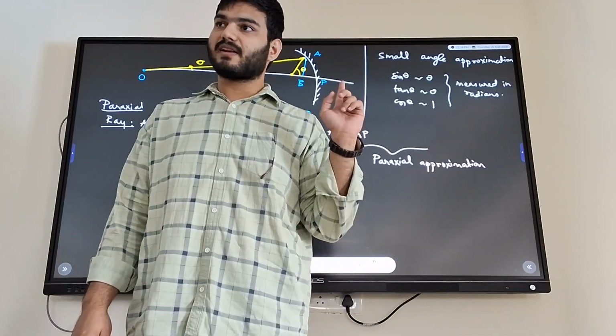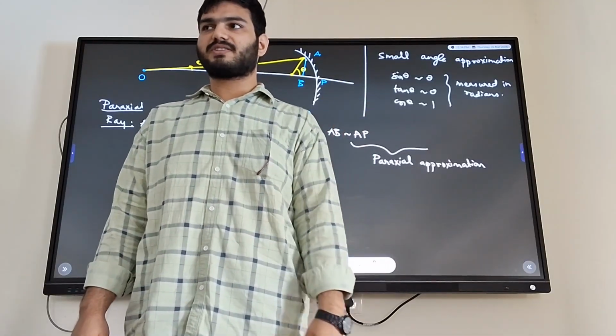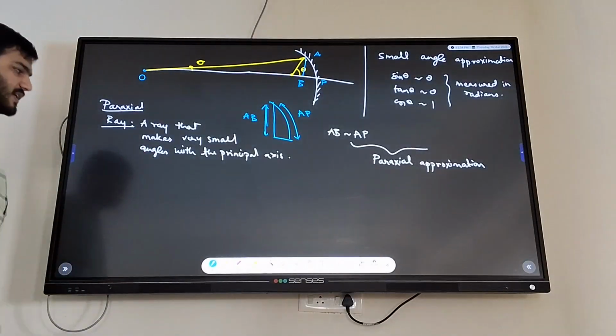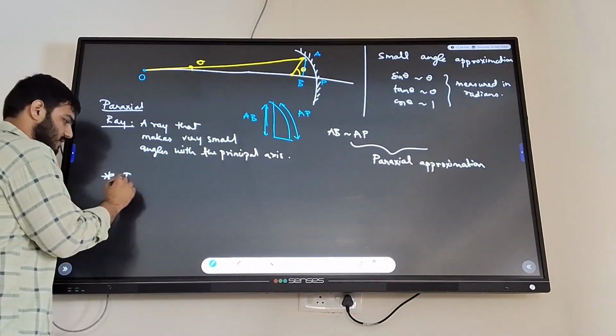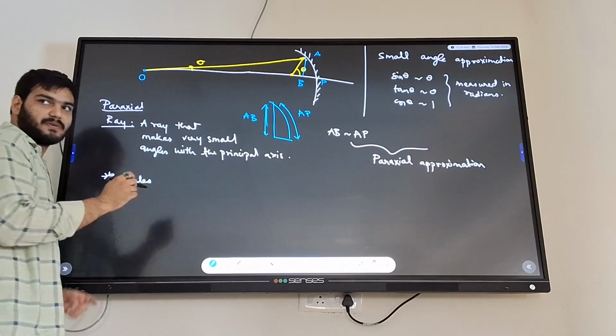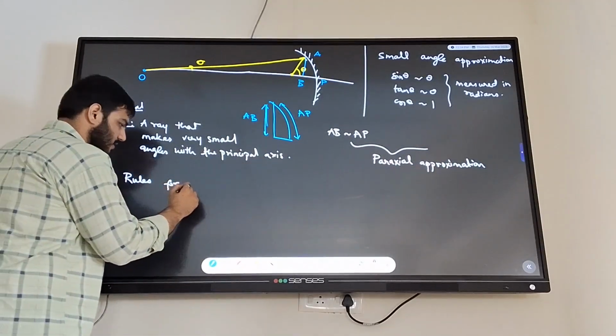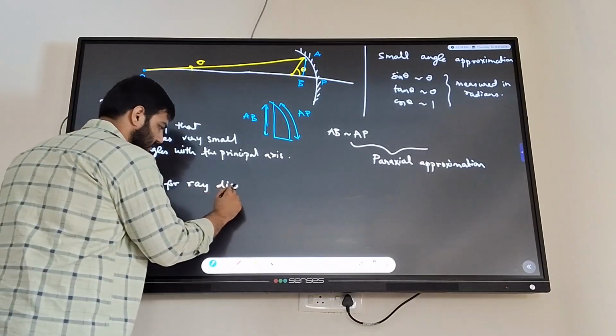We'll try to see by ray diagrams and then we'll derive an equation for it. So first you have to understand the rules of making the ray diagrams. I think you already are familiar with this as well. Rules for ray diagrams.